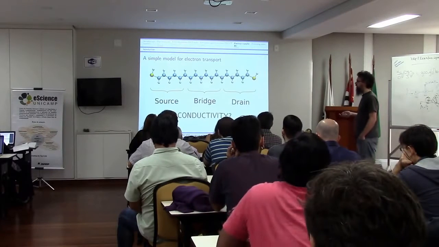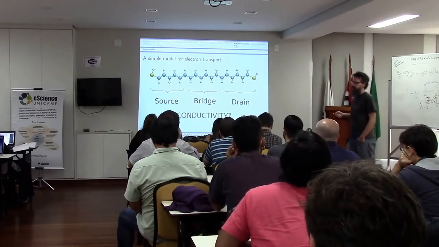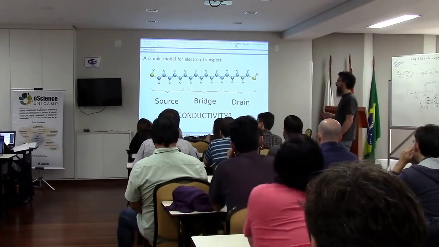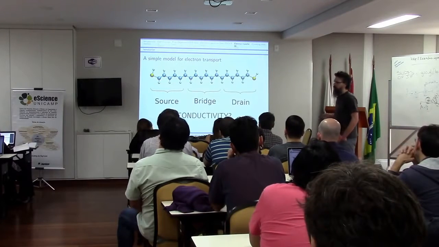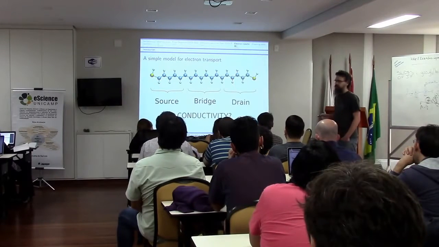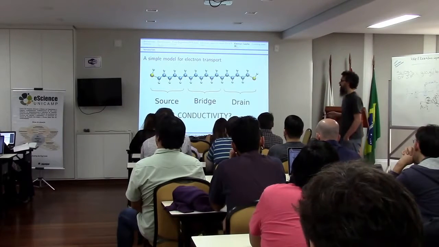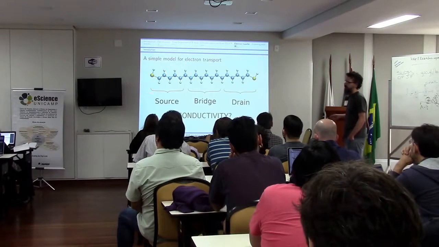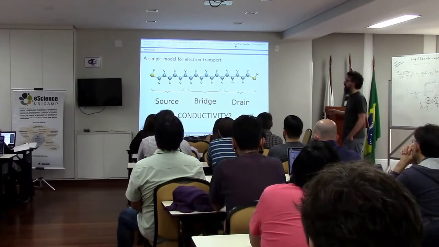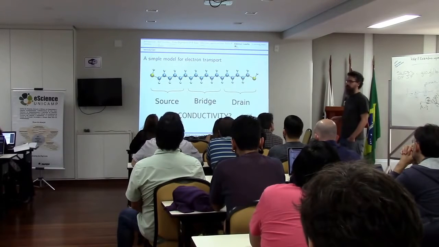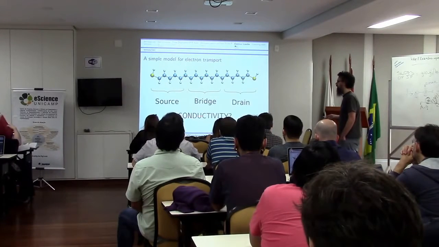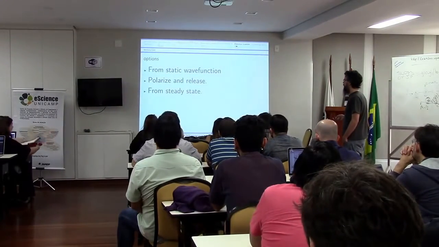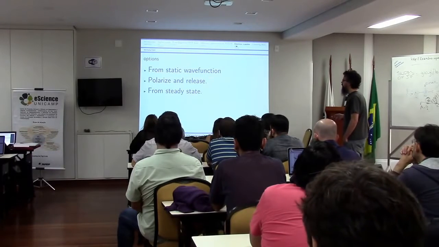So it's interesting. A simple model for electron transfer: we can take an alkene and define a source, a bridge or molecule, and a drain zone. If we polarize this, we have more electrons, or more density, in this place, and we can see how these electrons go to another place. So we can know about the conductivity of the system. We can study that from the static wave function.